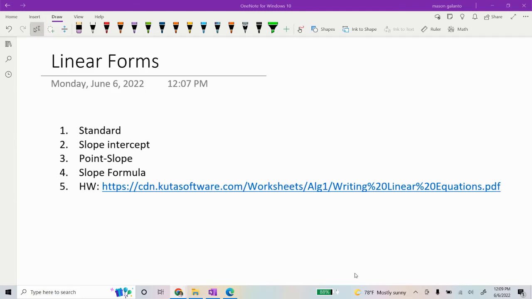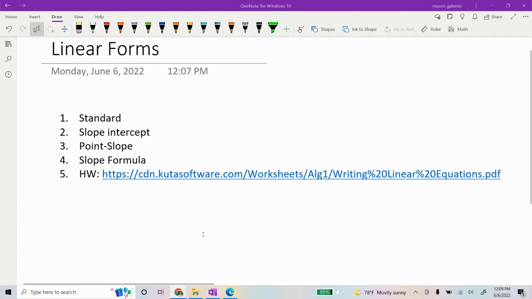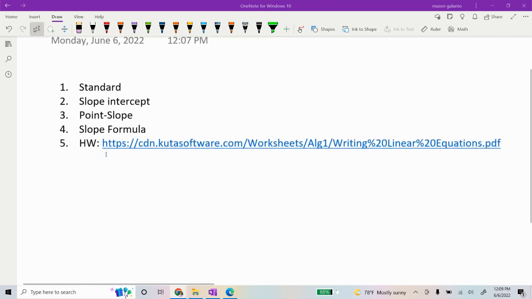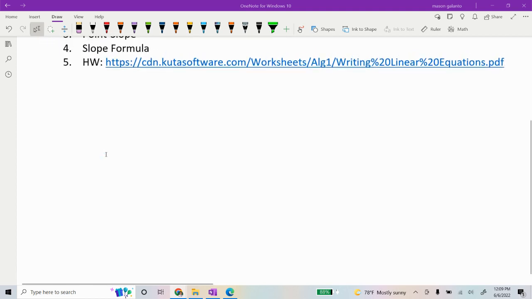We're going to go over linear forms. We are going to cover standard form, slope-intercept form, point-slope form, and the slope formula. So first thing is that we are going to cover the standard form of an equation of a line.